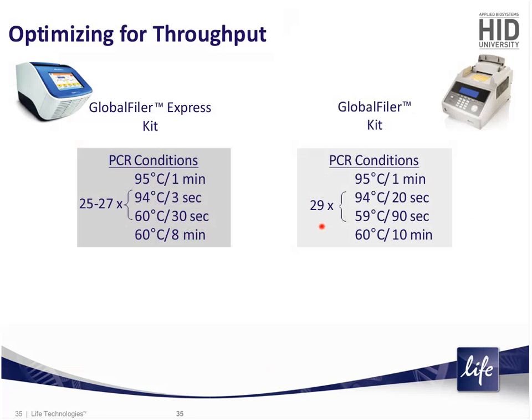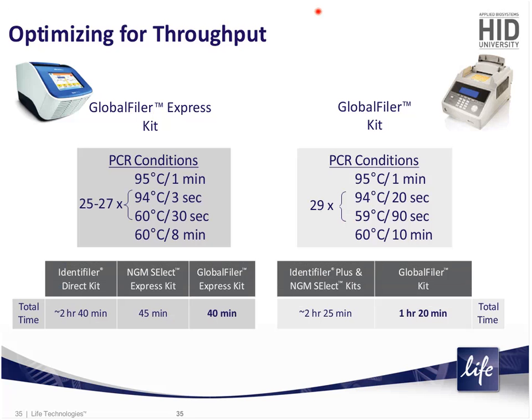We believe this gives us the best combination of profile quality and sensitivity. Again, it's a two-step PCR, but with slightly longer holds to allow the primers to seat themselves down properly on that template, particularly in a background of difficult levels of inhibitors and challenge samples, and make sure the reaction has more than enough time to complete. But even by doing so, we managed to get the total amplification time for the GlobalFiler Express kit down to approximately 40 minutes. And for the GlobalFiler kit for casework, we're down to under an hour and a half. We're at approximately an hour and 20 minutes.